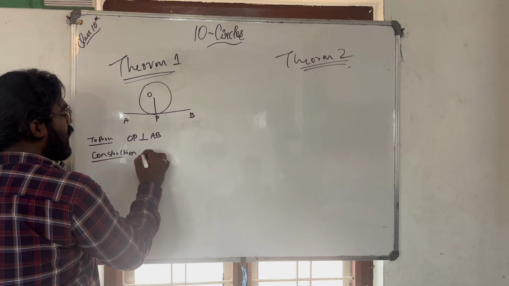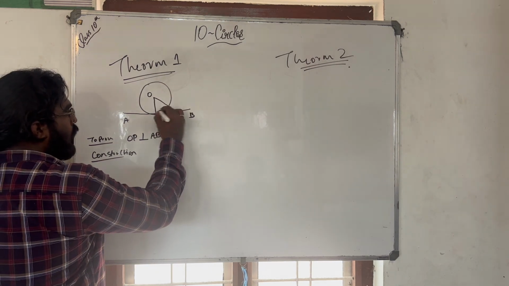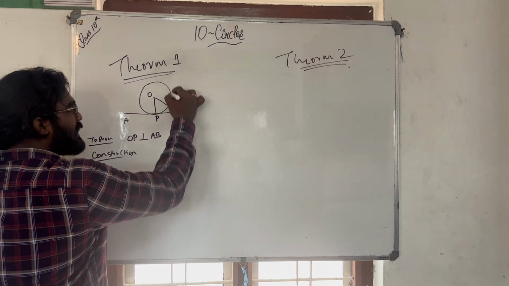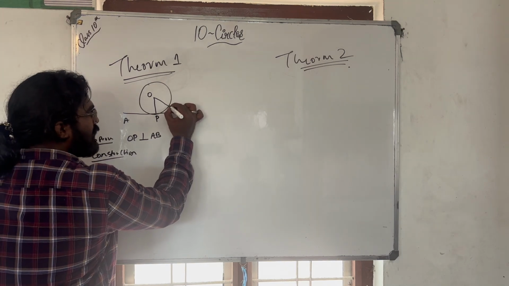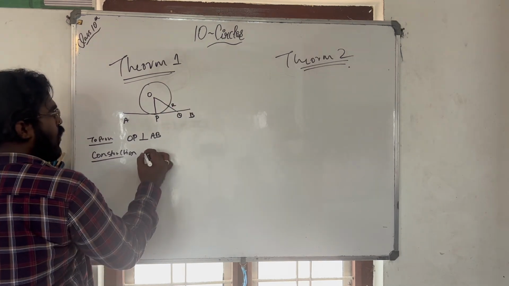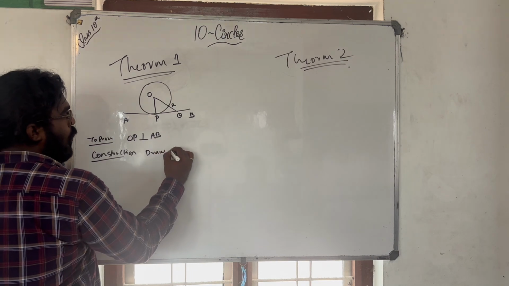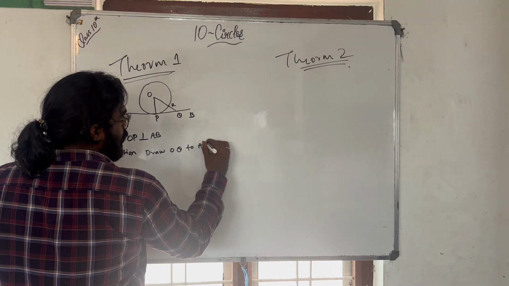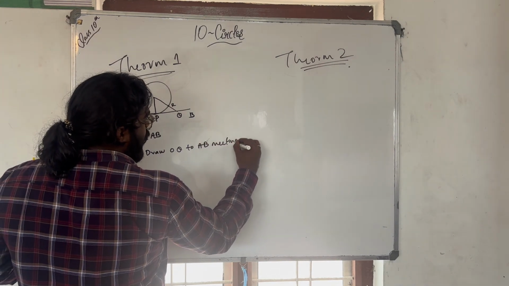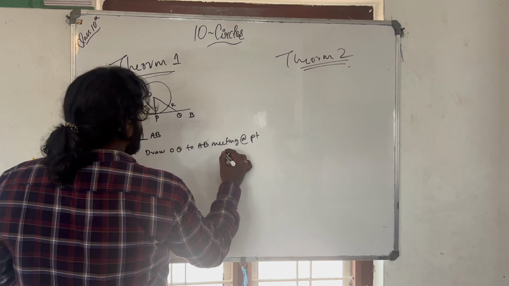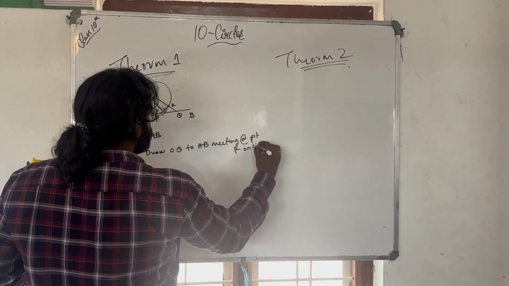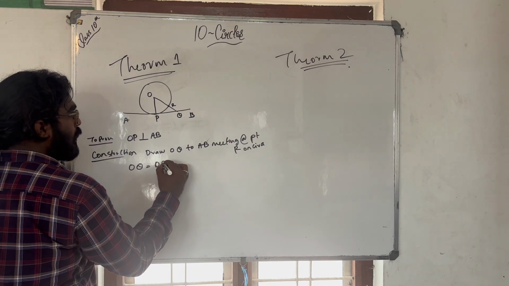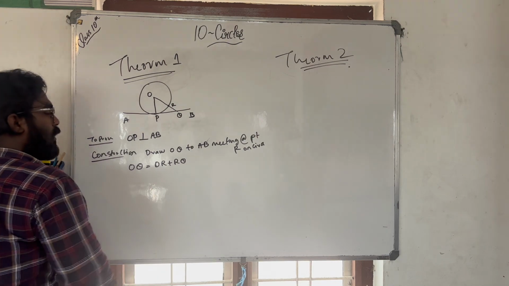I will construct a line from here and name it OQ, and let that OQ line meet the circle. This is the circle, it meets here, that is point R. So draw OQ to AB, meeting at point R on the circle. So can I write OQ as OR plus RQ?